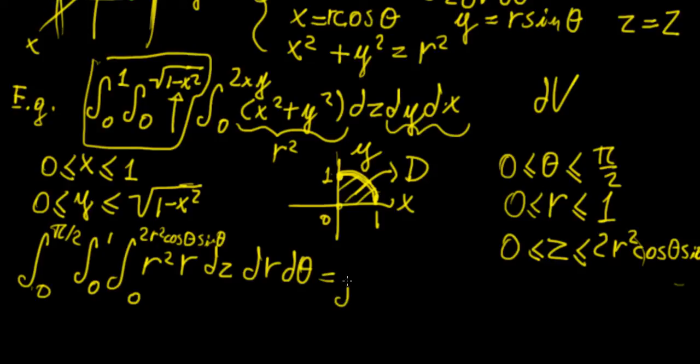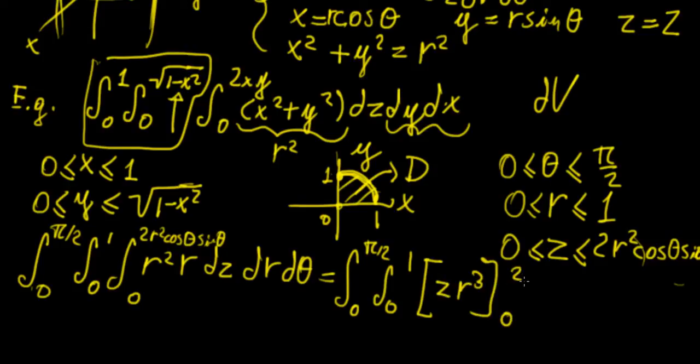Now this is going to be equal to the integral from 0 to pi on 2, 0 to 1. And now we're going to integrate r cubed with respect to z. So that's z r cubed from 0 to 2r squared cosine of theta sine theta, and then dr d theta.